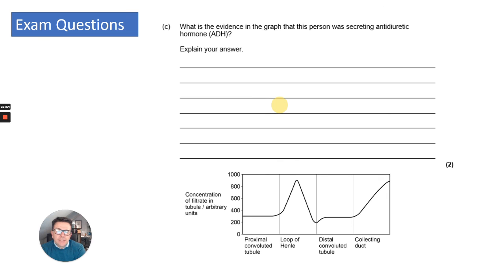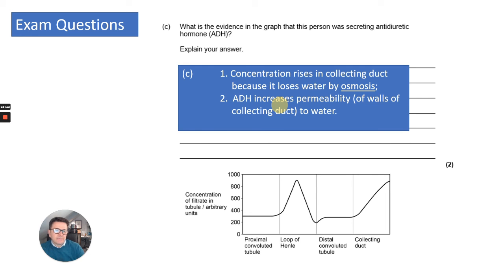Here is about ADH. So again, I'd like you to pause and read and answer in 3, 2, 1. Okay, so what is the evidence in the graph that this person was secreting ADH? Well, we need to talk about the DCT and the collecting duct, particularly the collecting duct, and you're looking for anything related to concentration rises because it loses water by osmosis. So it's increasing in concentration because water is being reabsorbed. So we need to say something about ADH. Well, it increases the permeability of walls for the collecting duct to water.